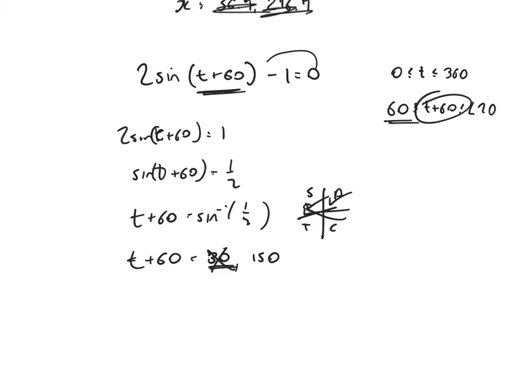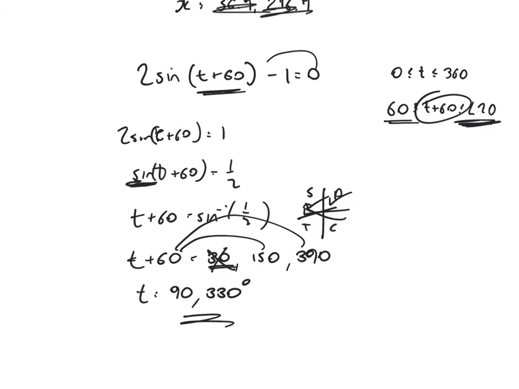However, if I add on 360 onto that, that takes me up to 390, which is an acceptable solution because I can go up to 420. Remember that the sine function repeats after 360 degrees. So then 150 take away 60 is 90 degrees, and 390 take away 60 is 330 degrees.